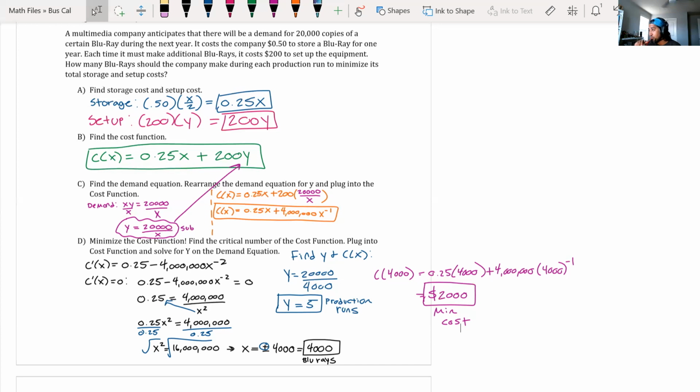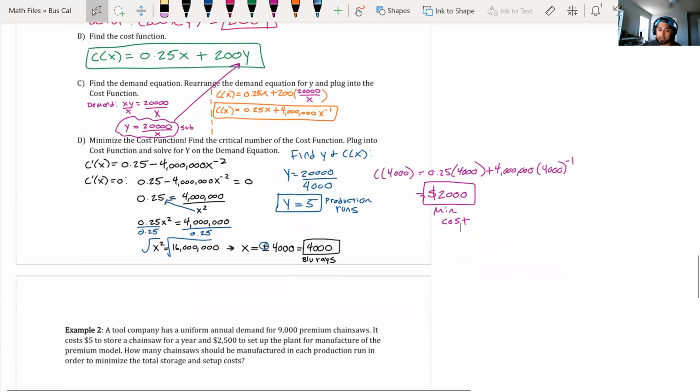So what difference is there between this part 3 and the part 2? It looks almost identical. Part 2, we had to make a revenue function. Part 3, we're making a cost function from setup and storage. Okay, sounds good. Yeah. Okay.